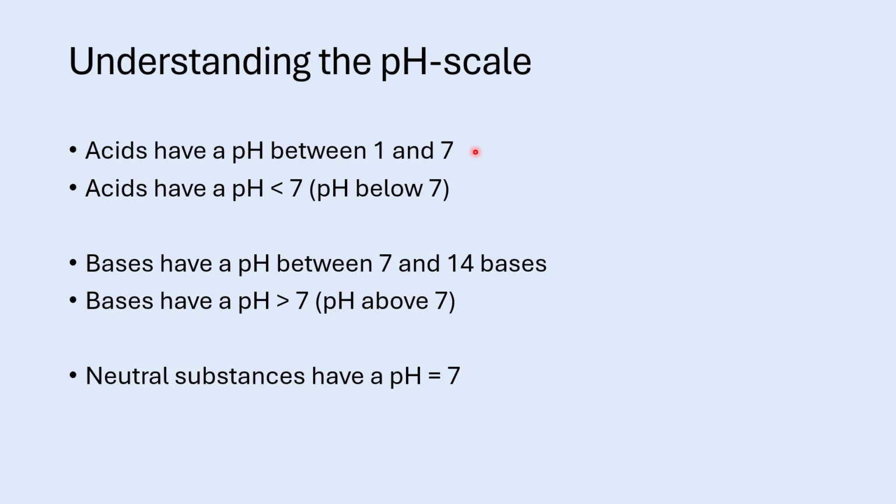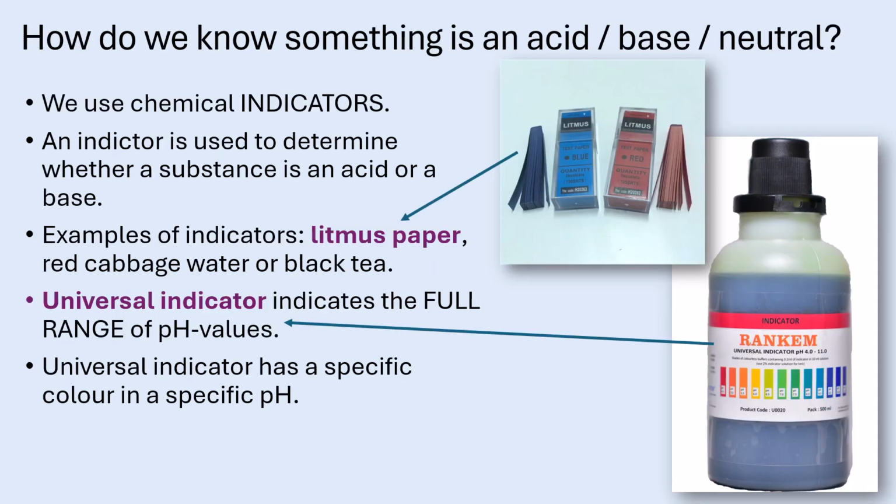Now, this is very important that you understand the pH scale correctly. So acids have a pH between 1 and 7. Acids have a pH of below 7, less than 7. That's very important, so that is important to remember. Bases have a pH between 7 and 14. So all the bases will have a pH of greater than 7 or above 7. And then very easy to remember, neutral substances have a pH of 7.